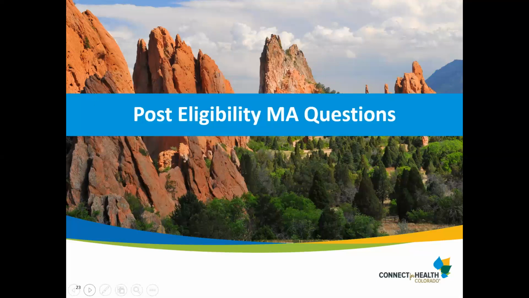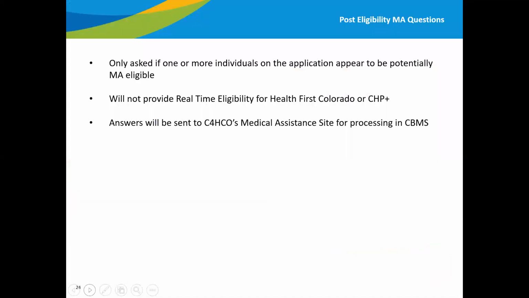The information input in the questions that we'll go ahead and show on the video listed out on the next slide would go to our medical assistance site for data entry directly into CBMS. So again, the bullet points here highlight that the information will only be asked of applicants who appear to be medical assistance (MA) eligible for potential Health First Colorado or CHP Plus eligibility, and they will be sent to the medical assistance site at Connect for Health Colorado for processing directly into CBMS.